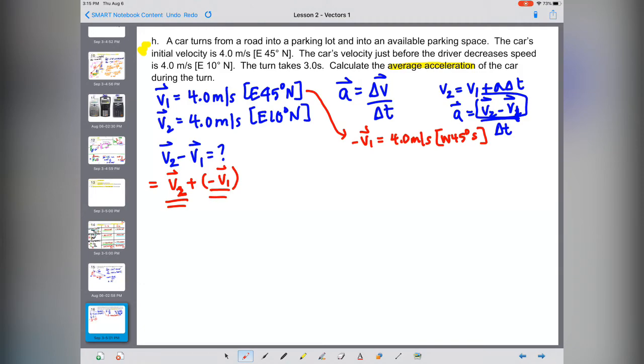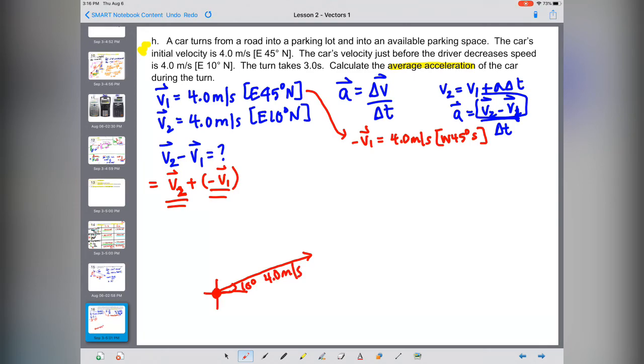So the first vector is V2. V2 is east 10 north. I'm just going to draw a triangle here. Big dot, that's my starting point. So I'm drawing the first vector V2, east 10 north. So this is 10 degrees, and this is 4 meters per second.